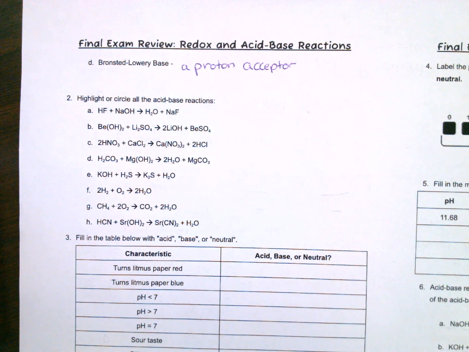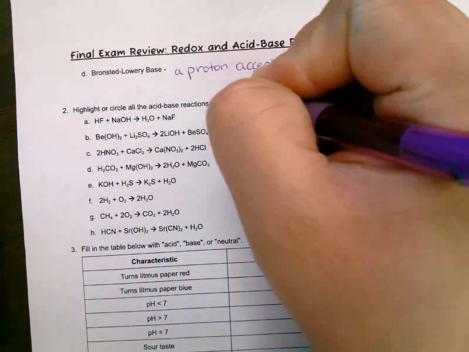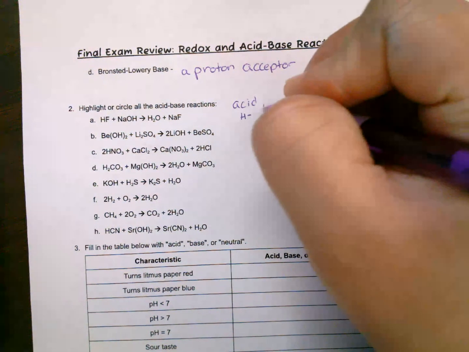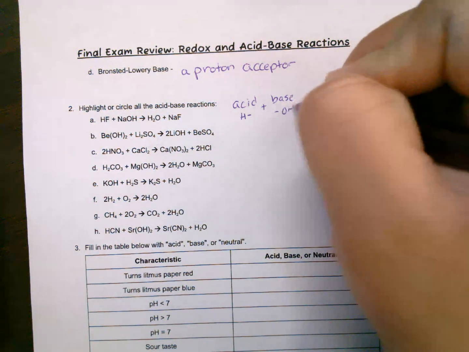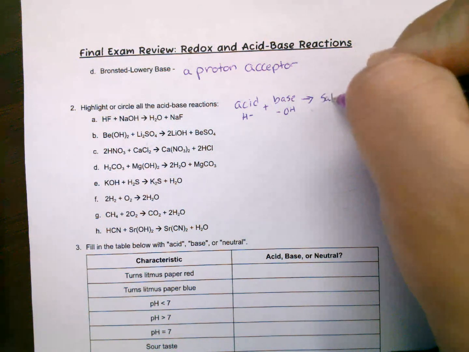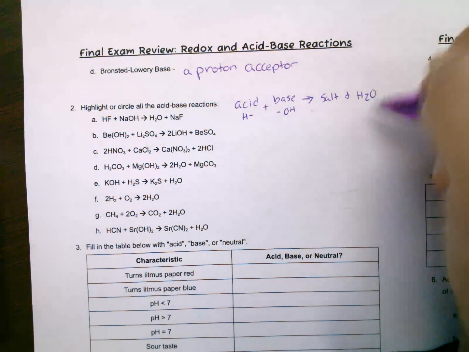All right, this review is going to go over the second part for the redox and acid-base reactions. We're going to start at number 2. We're going to highlight or circle all of the acid-base reactions. Remember, acid bases start with an acid. Any H molecule plus a base, which is any OH molecule, and it always makes a salt and water.